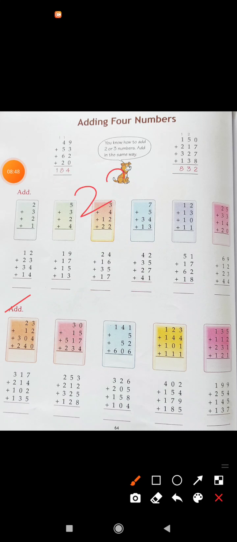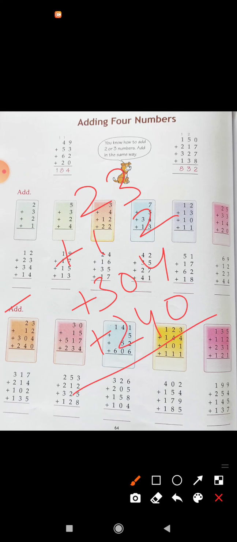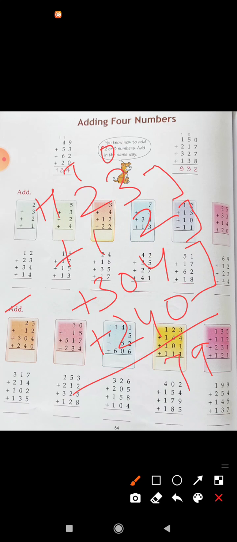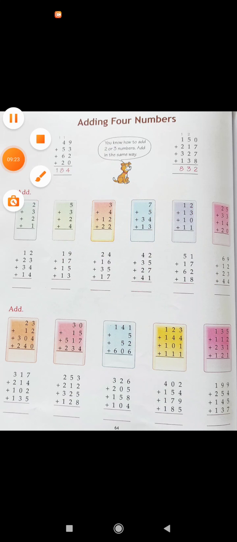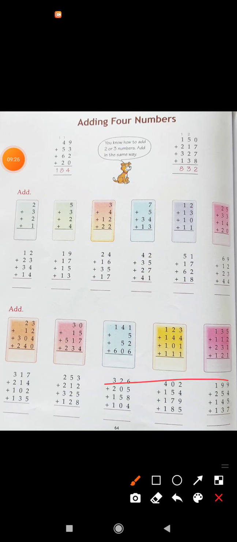Now next question, 23 plus 12 plus 304 plus 240. Hundreds, tens and ones. Add the ones. 3 plus 2, 5. 5 plus 4, 9. 9 plus 0 is 9. Write here 9. Now add the tens. 3 plus 4 is 7. Now add the hundreds. 3 plus 2 is 5. The answer is 579. Like this you do remaining parts in homework.